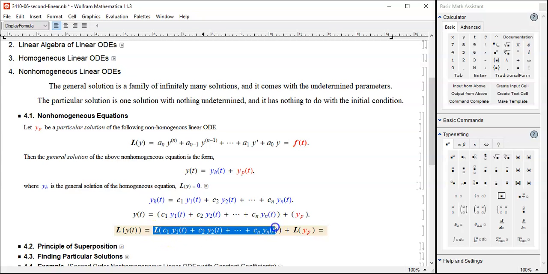This one here is L of the solution of the homogeneous equation. This one, so it has to be 0. How about L of yp, this part? Yp is a solution of this original. It's a solution. It may not have anything to do with your initial condition, but nonetheless, it satisfies this. So this is f of t.